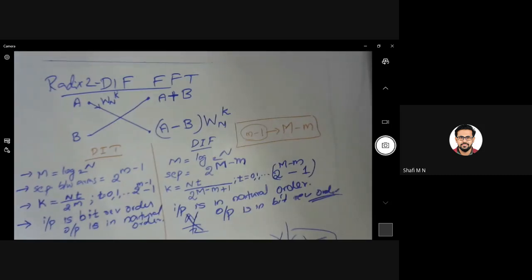If so, let's try to solve one problem for an 8-point FFT. Okay, now. Yes, sir. Okay, so write the question. Find the FFT of. Find the FFT of. How much time is left? Class is up to 10 o'clock, right?